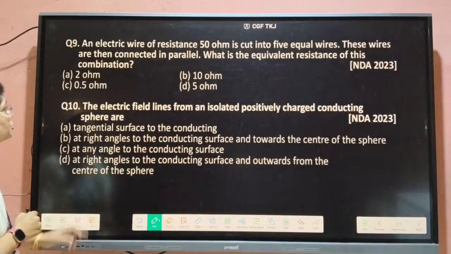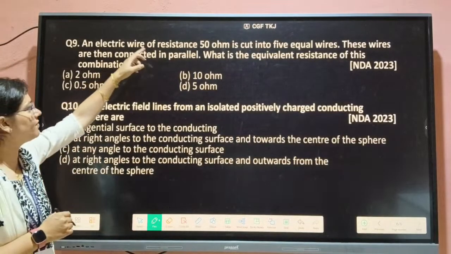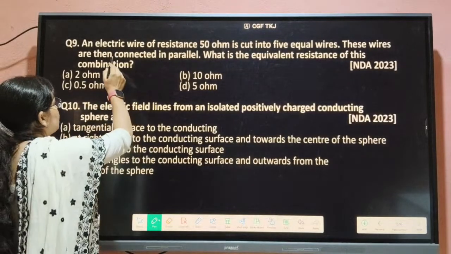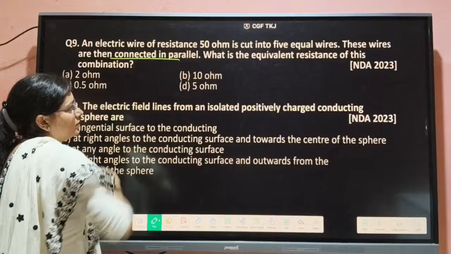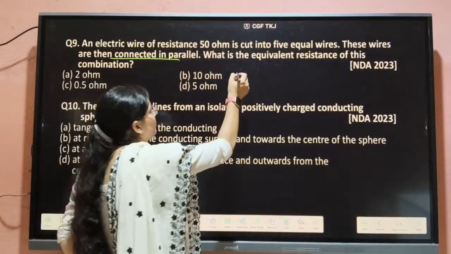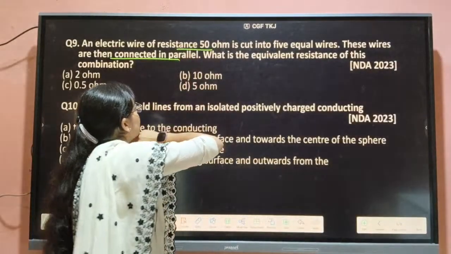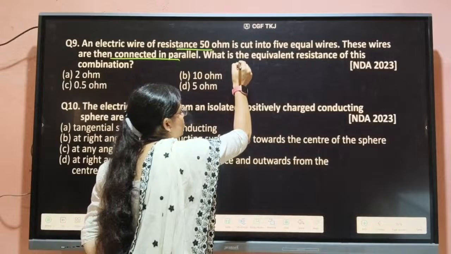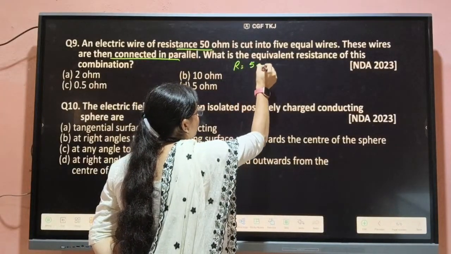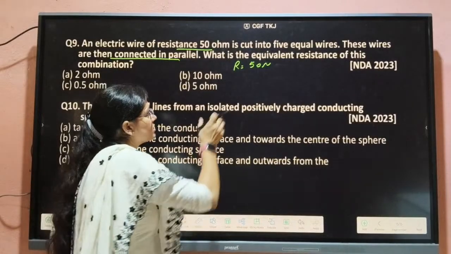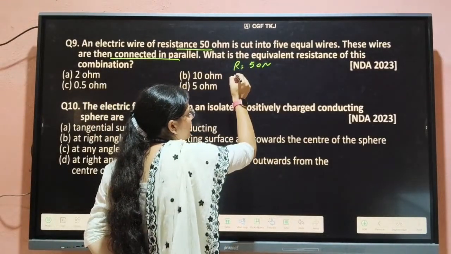Next question beta, question number 9. So an electric wire of resistance 50 ohm is cut into 5 equal wires, then these wires are connected in parallel. Then what is the equivalent resistance of this combination? So here a 50 ohm resistance wire is there that we are cutting. Total resistance of this wire is given here 50 ohm. Here cut into 5 equal wires.